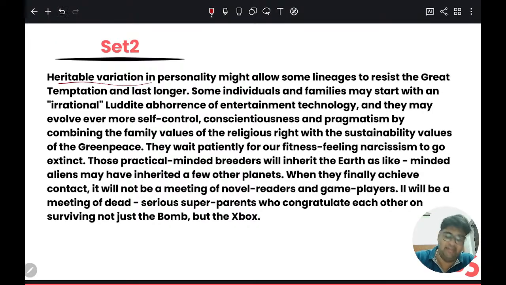Now, based on your heritage, there might be some lineages that resist the great and last one. Some individuals and families may start an irrational, loaded abhorrence of entertainment technology, and they may evolve more self-control, consciousness, and pragmatism by combining family values of the religious right with the sustainability of Greenpeace. See, people born into some families would put technology aside and, based on their family values, they'll start to invest in real estate, and these people become really successful and they control the world.